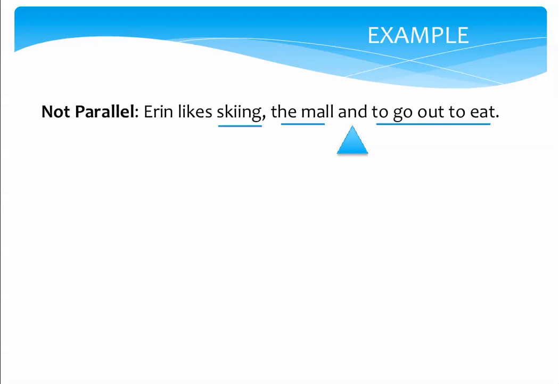If you do know anything about the grammatical structure of the sentence, even better, because once you can label the parts, then you can know for sure how to bring it into balance. Skiing is a gerund, or a word that looks like a verb but is actually functioning as a noun. The mall is a regular old noun. And to go out to eat is an infinitive phrase. We need all of these three parts to be the same, and we have multiple options for bringing them into balance. Your decision is going to be based upon really what sounds the best in the context of your own writing.